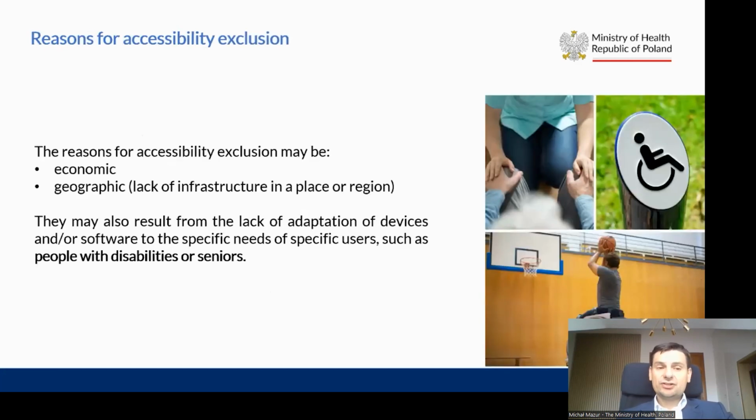And what are the reasons for accessibility exclusion? The reason for accessibility exclusion may be economic or geographic, lack of infrastructure in a place or region. They may also result from the lack of adaptation of devices and software to the specific needs of specific users, such as people with disabilities or seniors.